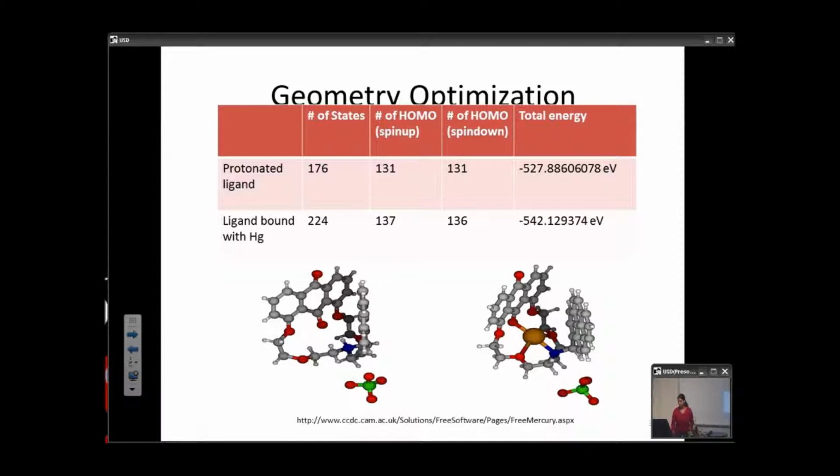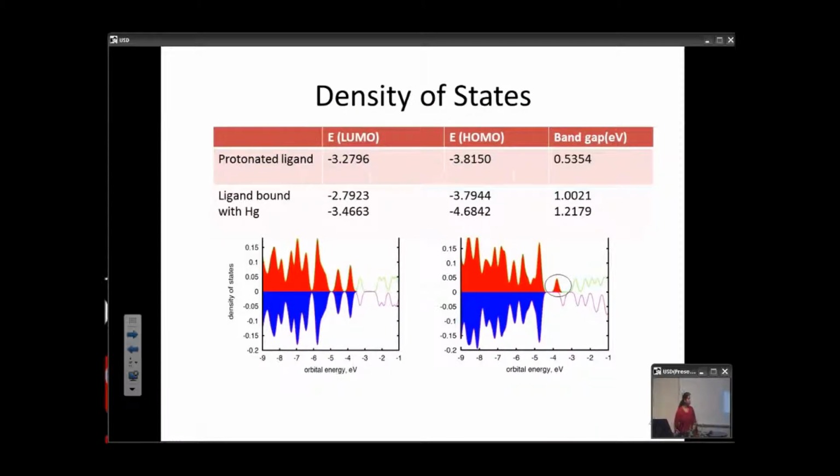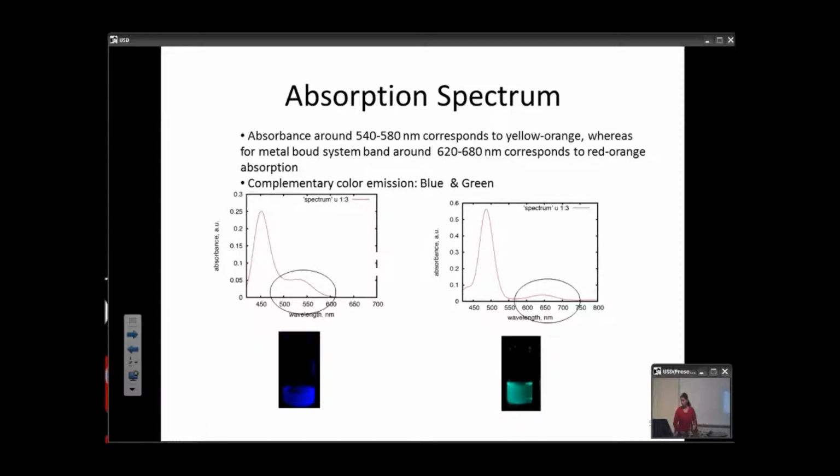And here I have given the total energy for both the systems. We have plotted the energy density of states for both the systems, and we have found that the band gap is around 0.5 for the ligand, and around 1.2 for the mercury bound one. It is very interesting to note that when we added the mercury to it, there is an additional electron which might be responsible for the fluorescence for this particular system when the mercury is bound to it.